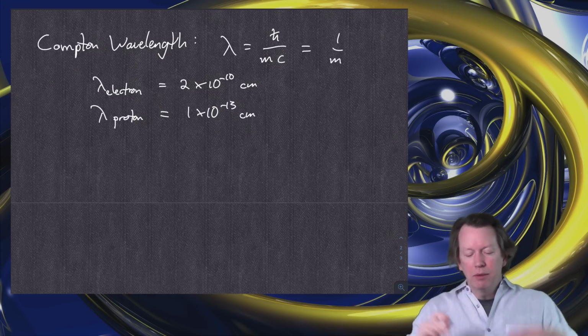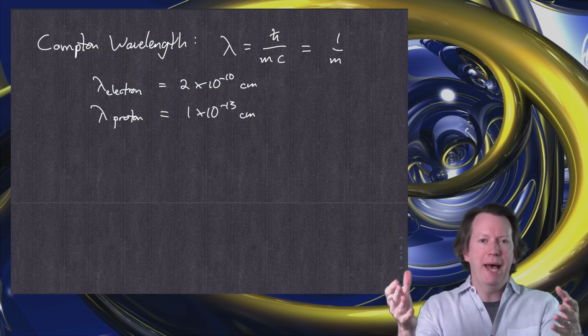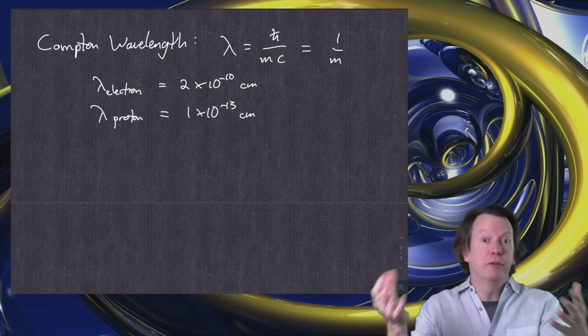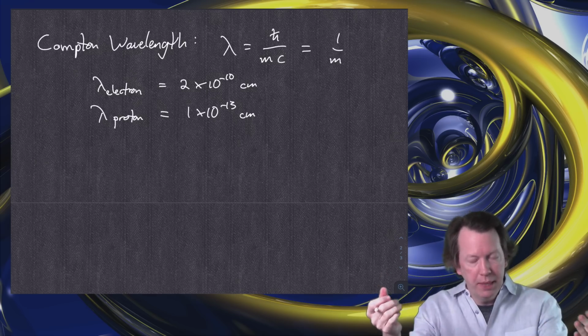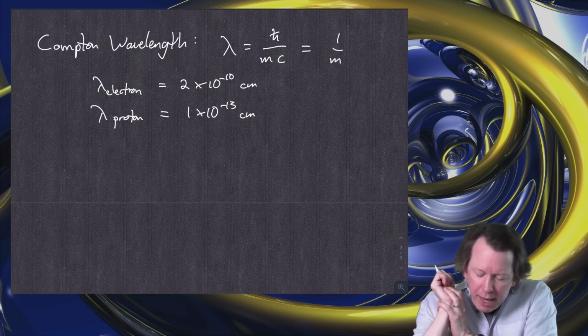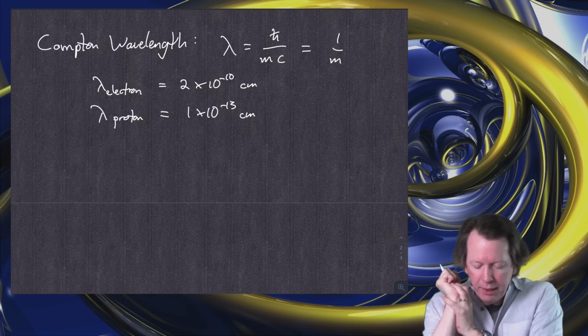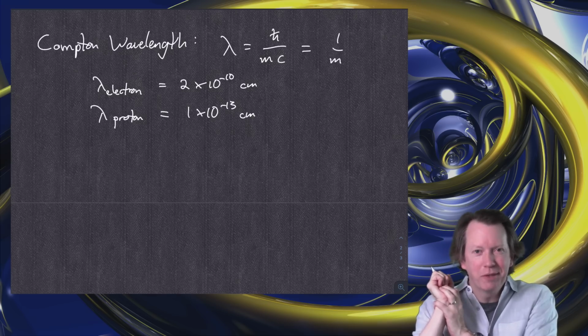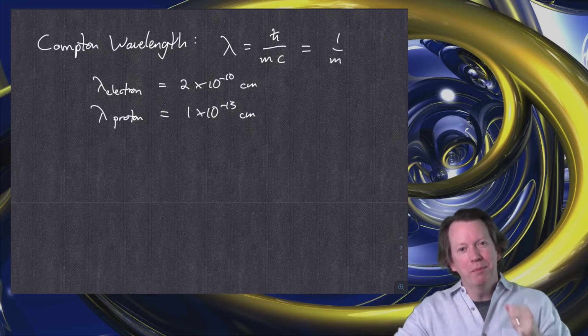Now that makes sense. Remember I told you an electron and proton are different in mass by a factor of about 1800. So if I go to one significant figure, a factor of 2000, and there's the 2000. But what I want to emphasize is the Compton wavelength of a proton is shorter than the Compton wavelength of an electron. That's obvious because it goes as 1 over the mass.